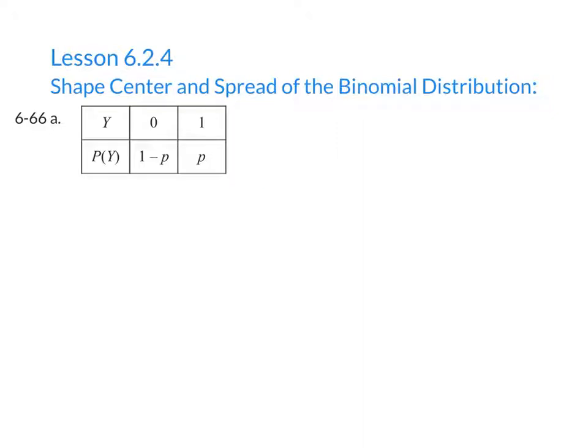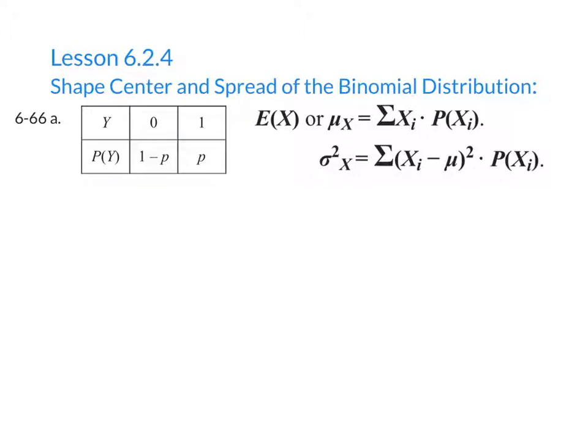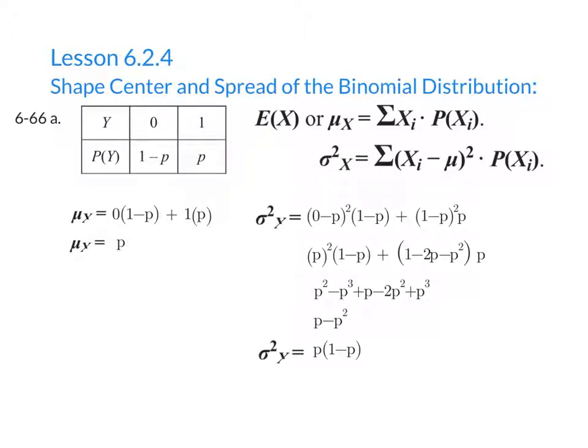Lesson 6.2.4 begins with a very simple one-trial probability distribution where y represents the number of successes. The general formulas for the mean and variance of any discrete probability distribution are applied. The mean of the one-trial distribution simplifies to just p. The variance of the one-trial distribution simplifies to p times 1 minus p.